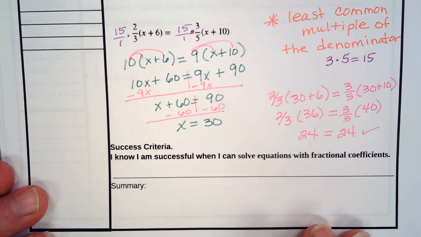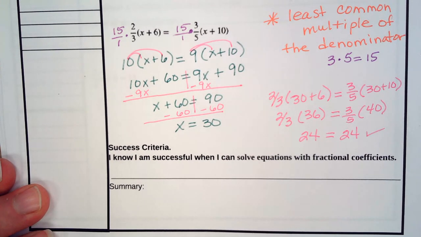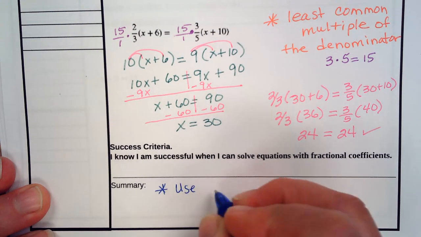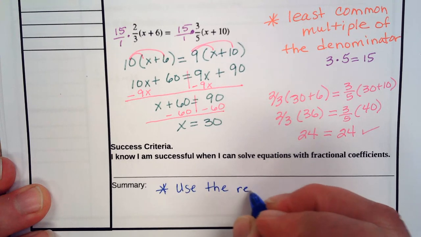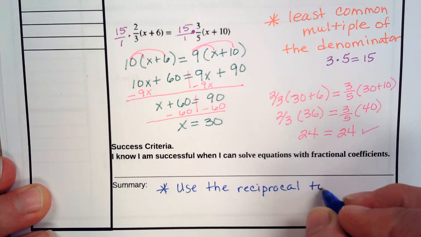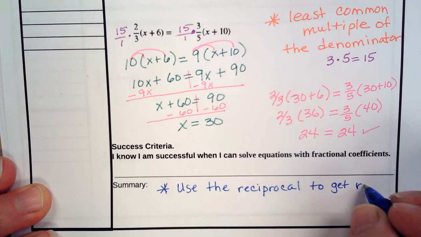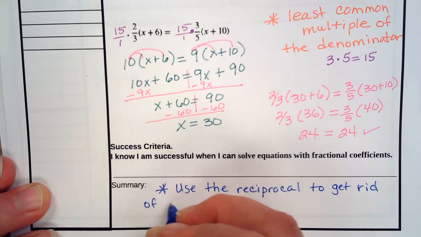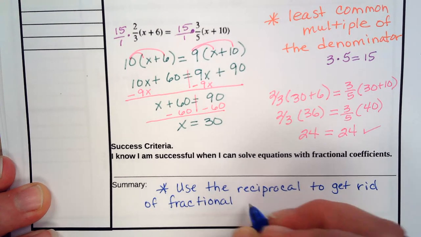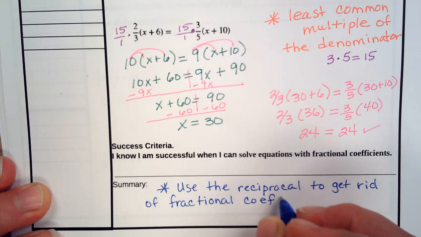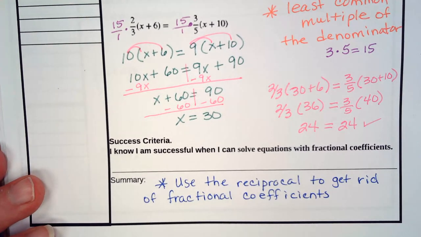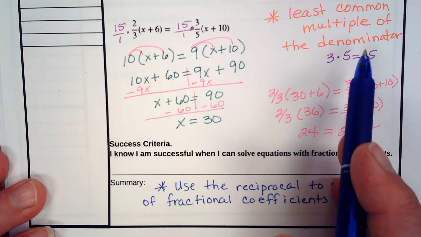I know I'm successful when I can solve equations with fractional coefficients. So, remember, use the reciprocal to get rid of fractional coefficients. If you've got them on both sides, then you'll look for the least common multiple.